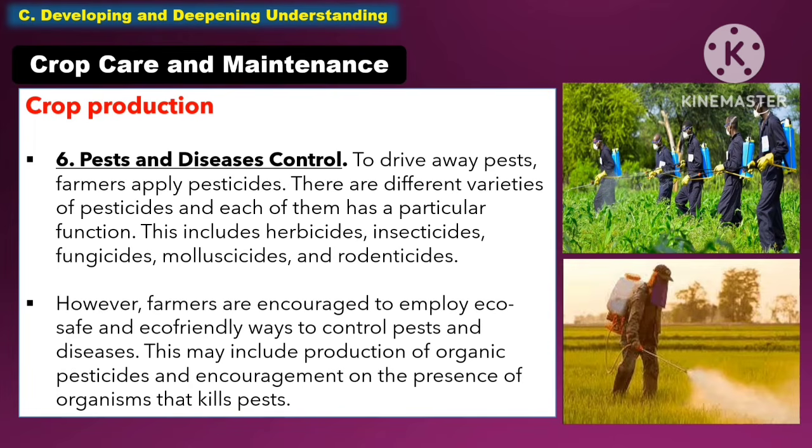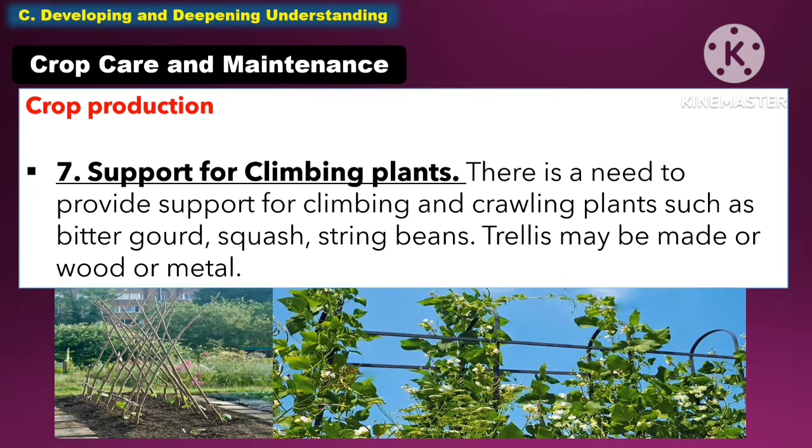To drive away pests, farmers apply pesticides. There are different varieties of pesticides and each of them has a particular function. This includes herbicides, insecticides, fungicides, molluscicides, and rodenticides. However, farmers are encouraged to employ eco-safe and eco-friendly ways to control pests and diseases. This may include the production of organic pesticides and encouragement of the presence of organisms that kill pests.